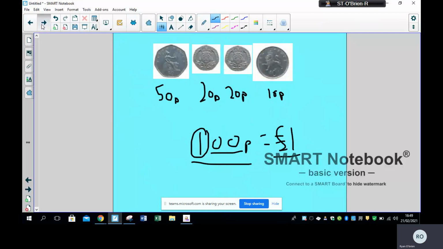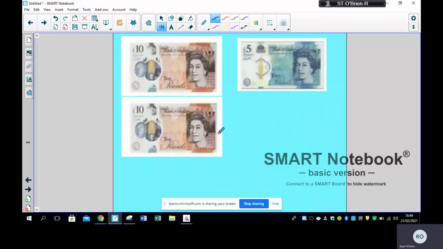And the last example we're going to look at, we've got some notes. So we've got £10, add £10, these two £10 notes here, which is 20. And then we've got the £5, so 20 add 5 is 25. So altogether we've got £25.